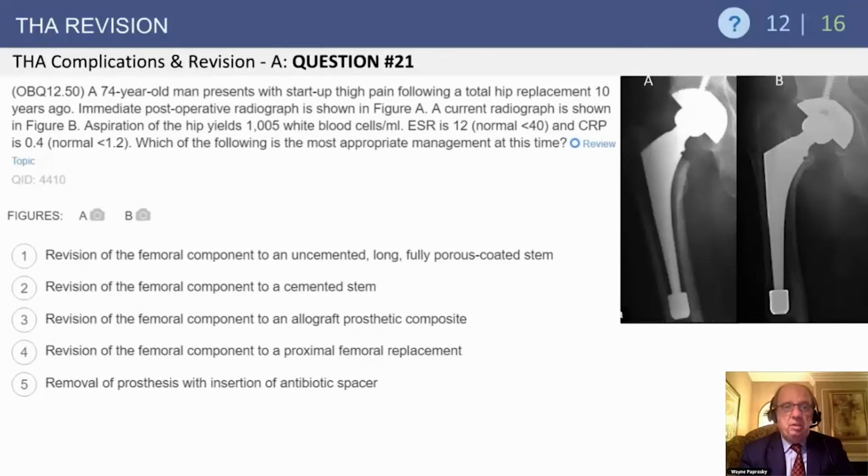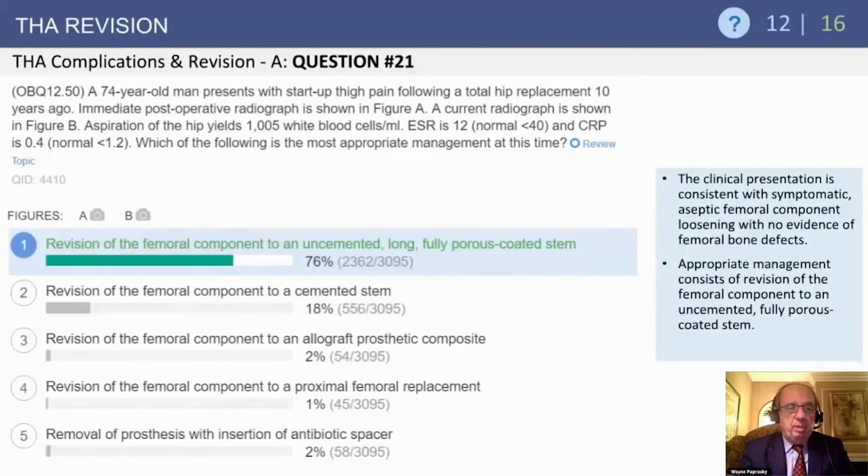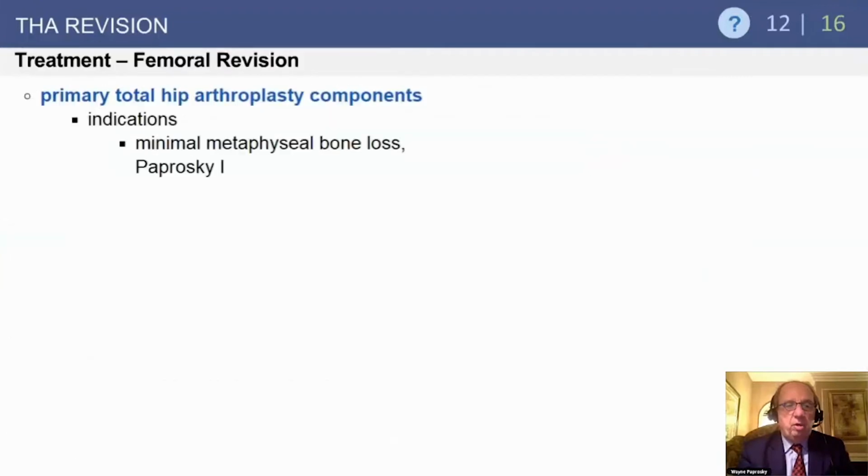So it looks to me like we're probably going to have type 1, simply revision of an uncemented component, because this is a symptomatic aseptic femur, no evidence of major defects, so we're dealing with, at worst, a type 2 defect. These are treated very well with a cementless porous-coated component. We no longer use cement, not much of a choice.